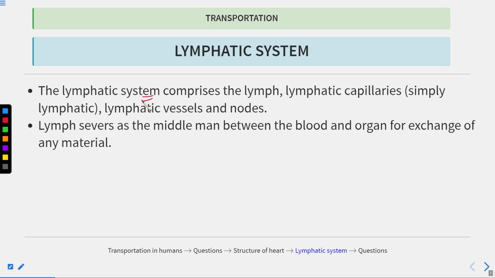Now the lymphatic system, what does it comprise of? It comprises the lymph, then the lymphatic capillaries, or simply lymphatics, and it also consists of the lymphatic vessels and the lymph nodes. So these are the lymph nodes. Now lymph serves as the middleman between the blood and the organ for the exchange of any material. What does middleman mean? It means it serves as an intermediate between the blood and the organ.